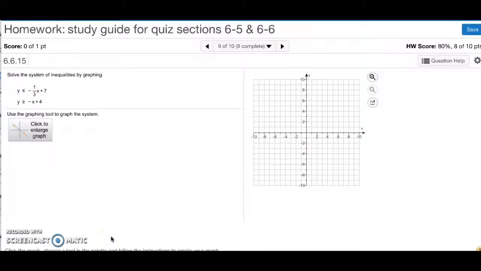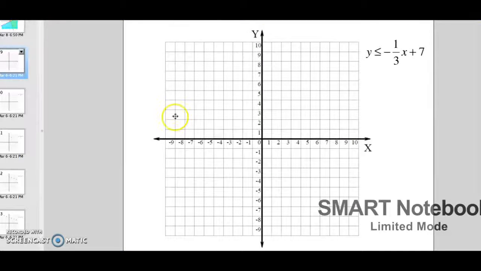Okay, number 9 is asking you to solve the system of inequalities by graphing. So we have two inequalities. We're going to have to graph them both and shade and see where their overlapping parts are. So let's do that. Starting with the first one, y is less than or equal to negative 1 over 3x plus 7. My y-intercept is at 7. My slope is negative 1 over 3, so I go down 1 to the right 3, and I do that till I reach the edge of the graph.